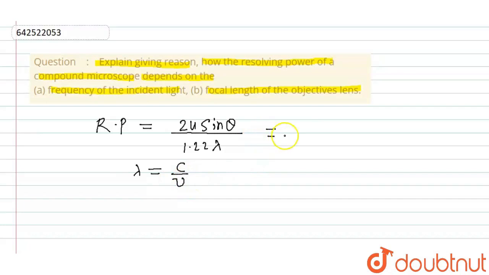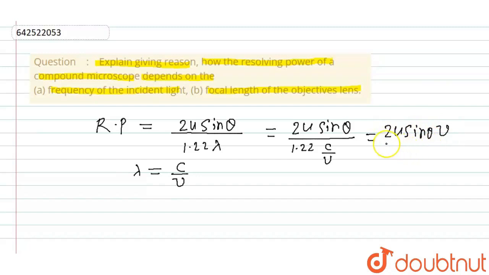So putting the value of λ here, we will get 2μ sin θ divided by 1.22 c by ν. So it will be 2μ sin θ ν divided by 1.22 times c. So we can say that resolving power is directly proportional to frequency.